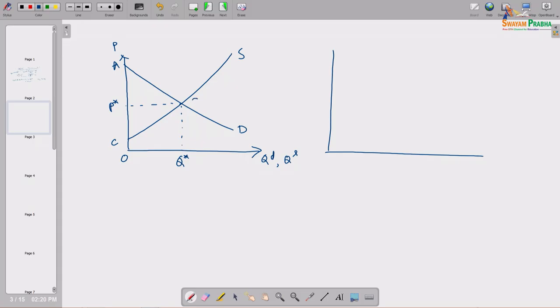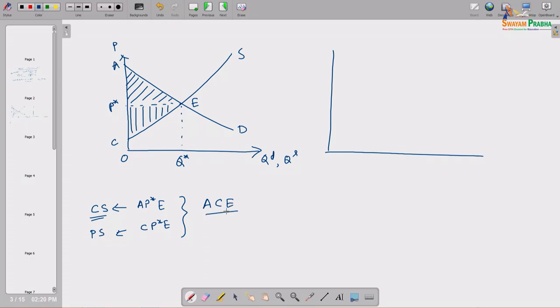So E will be the equilibrium point, and we know that this upper triangular area, A P star E, will be the consumer surplus enjoyed by the consumers as a group. And this lower triangular area, C P star E, will be the producer surplus. As a result, this triangular area A C E will be the total surplus generated within the society.